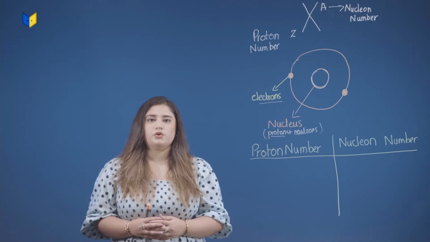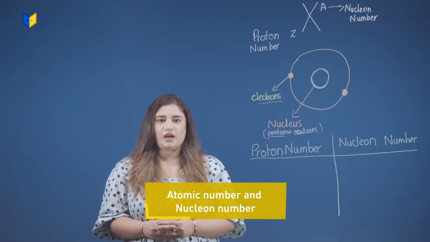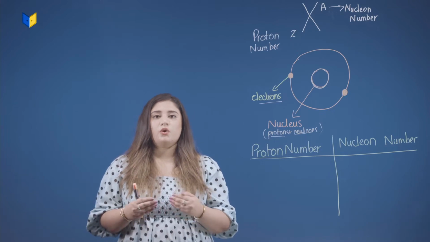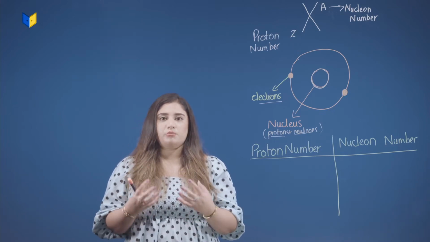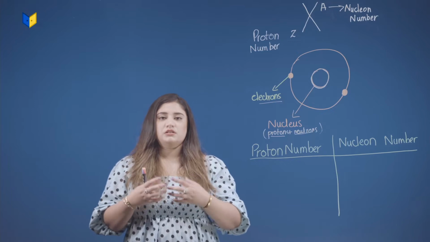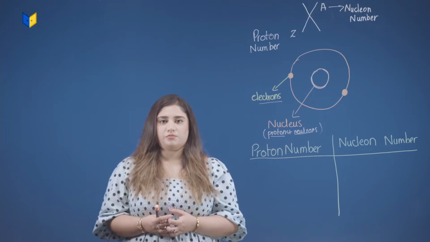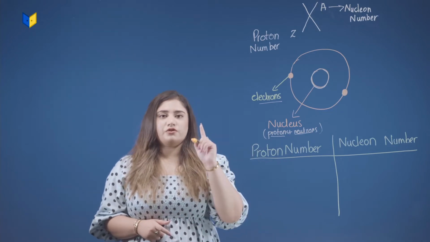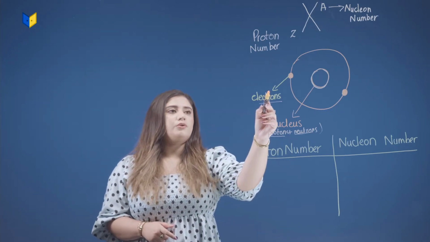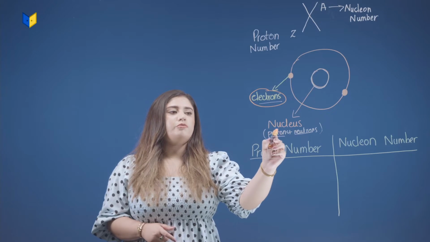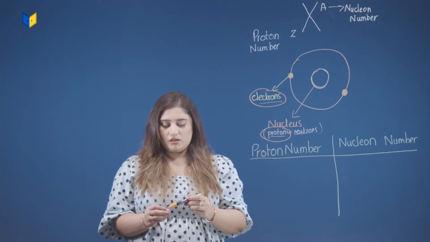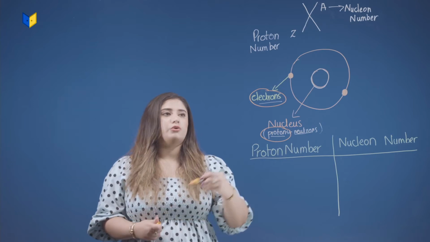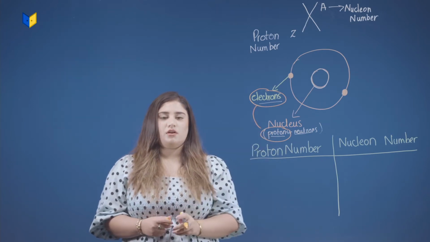In the previous video, we studied the structure of an atom and its subatomic particles. Now, in today's video, we are going to see how their number affects the structure and properties of an atom. The first thing I want to tell you is that you have to remember that for an atom, the number of electrons and the number of protons are always equal. This means an atom will always have an equal number of electrons and protons.